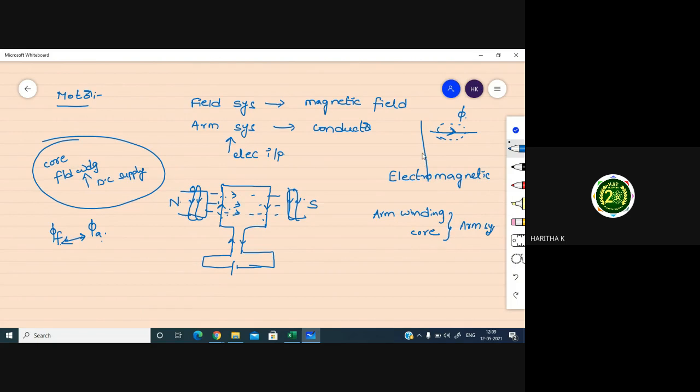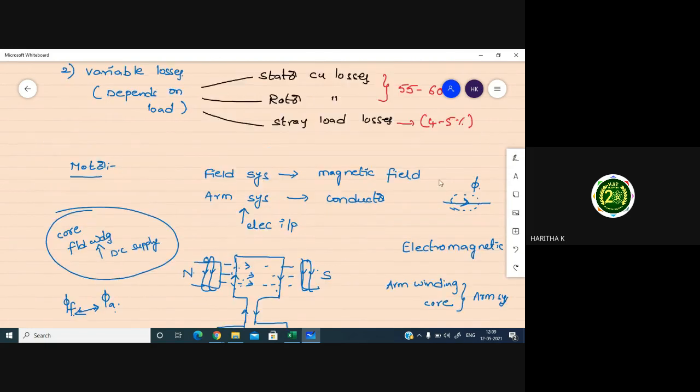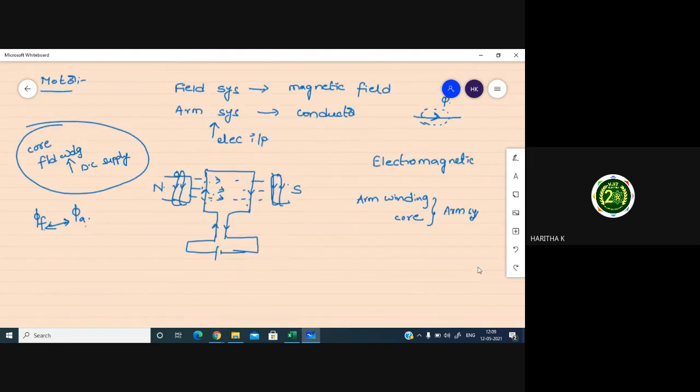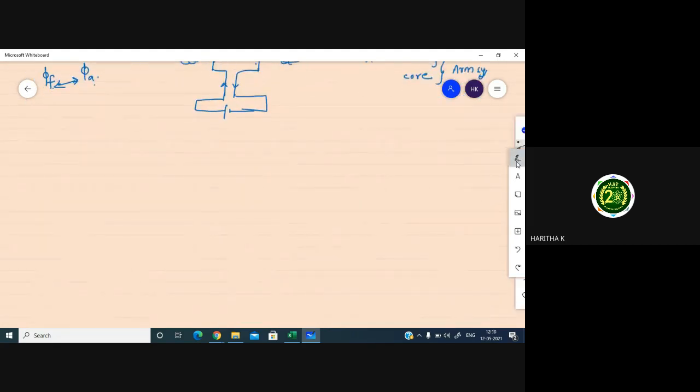What is the first loss we have? Fixed losses. In the fixed losses, we have iron losses. Again, these iron losses are divided into two types, hysteresis and eddy current losses. Now let's see what is hysteresis loss and what is eddy current loss, and how we can reduce those losses to improve the efficiency of a motor.